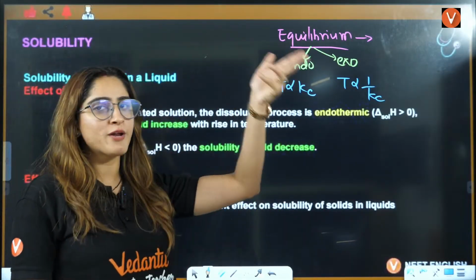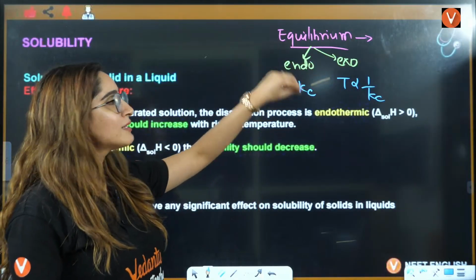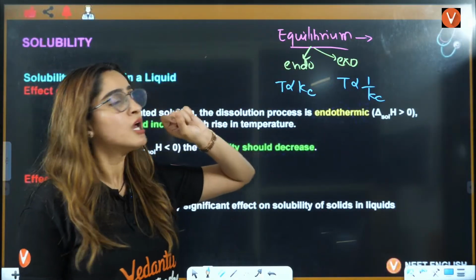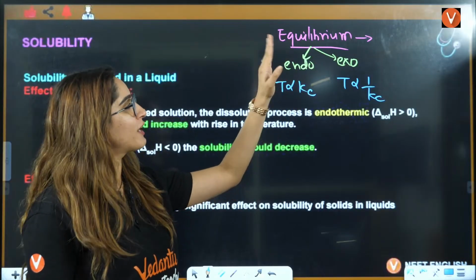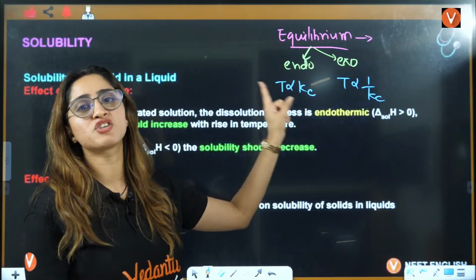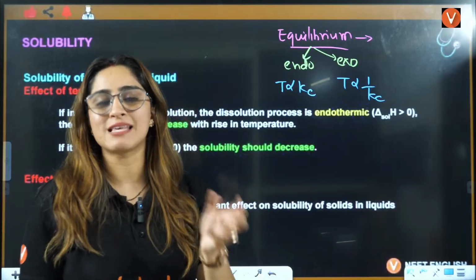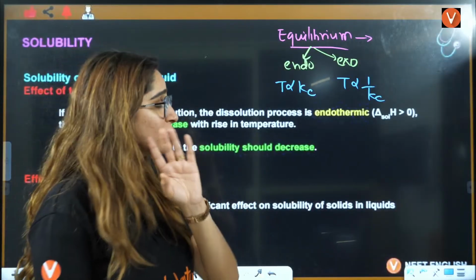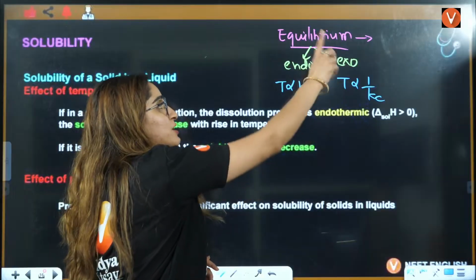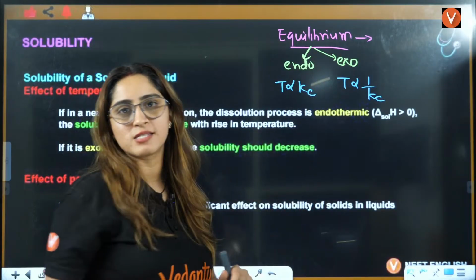If you don't remember the equilibrium chapter, just remember this: in equilibrium we studied an equation where we got the conclusion that for an endothermic reaction, as temperature increases, Kc will increase. If it is an exothermic reaction, as temperature increases, Kc will decrease.